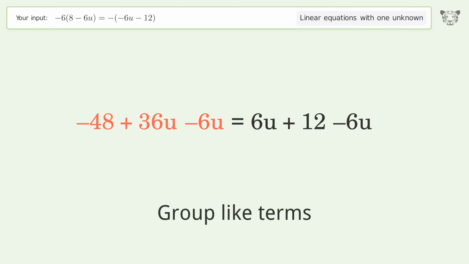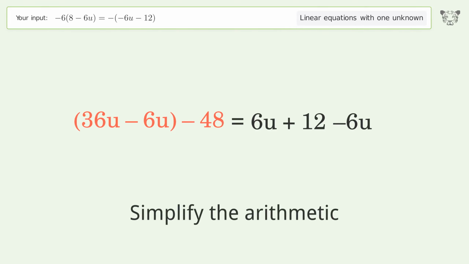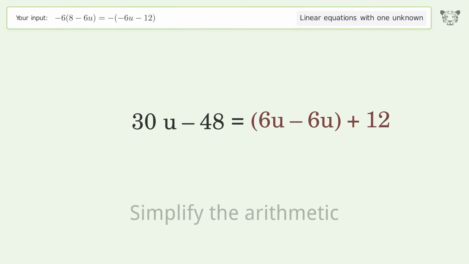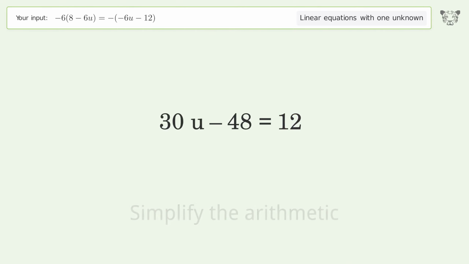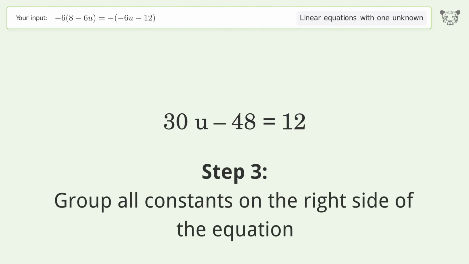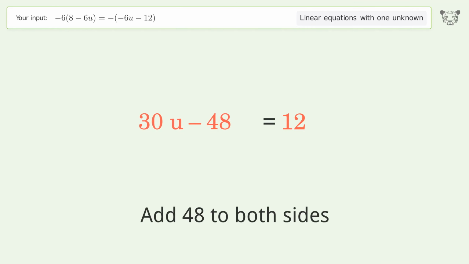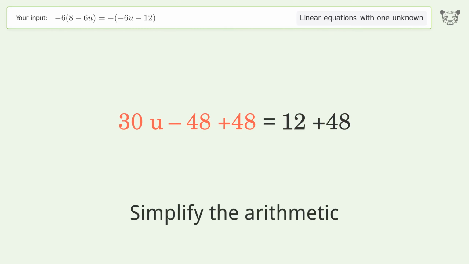Group like terms. Simplify the arithmetic. Group like terms. Simplify the arithmetic. Group all constants on the right side of the equation. Add 48 to both sides. Simplify the arithmetic.